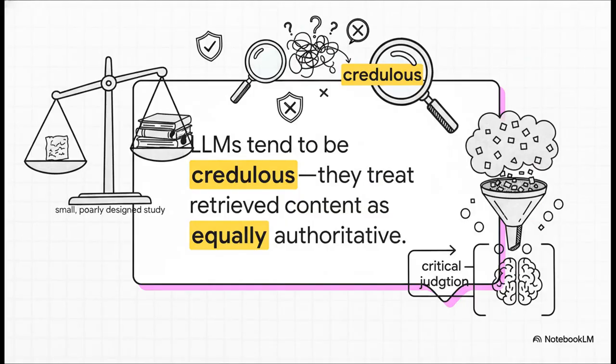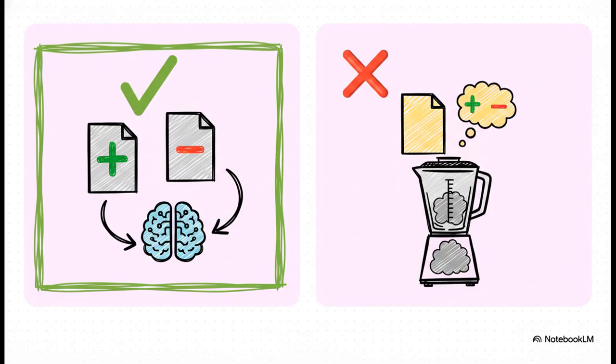Researcher Aaron Tay just nails the core of the problem with this quote. He says that large language models are credulous. They basically believe everything they read. They'll treat a tiny, badly designed study with the same authority as a huge landmark paper. They just don't have that critical judgment to weigh the evidence properly.